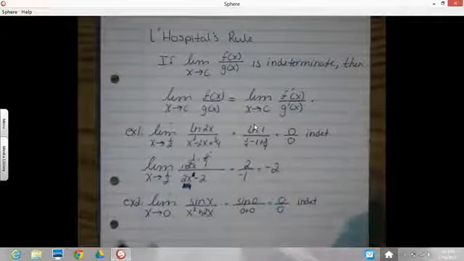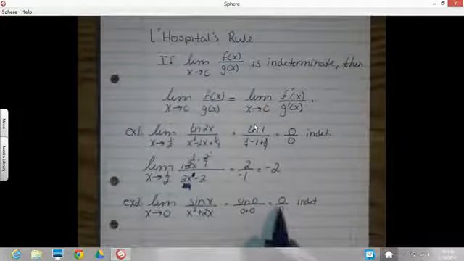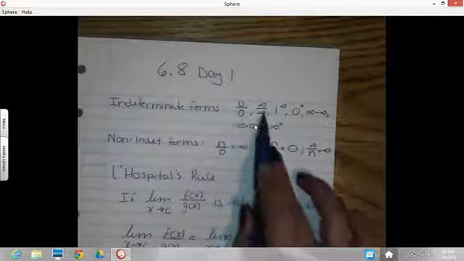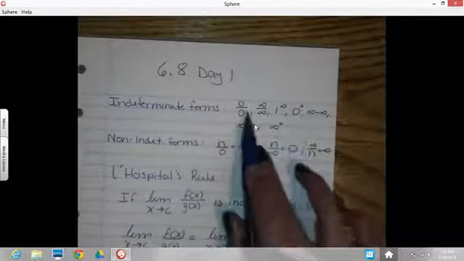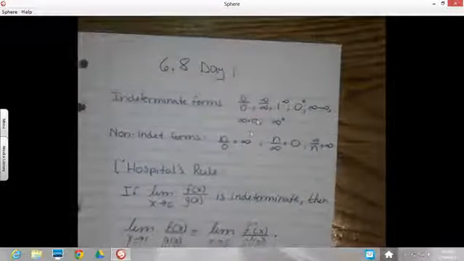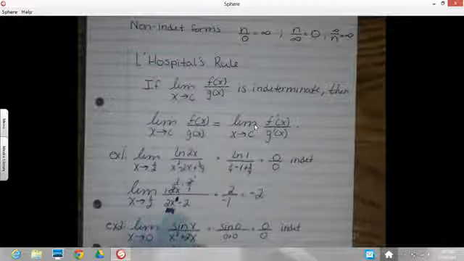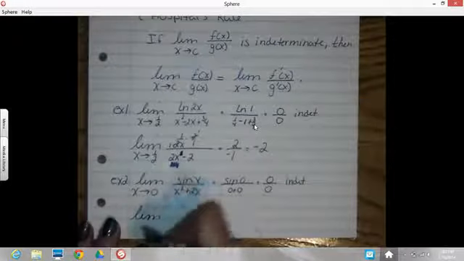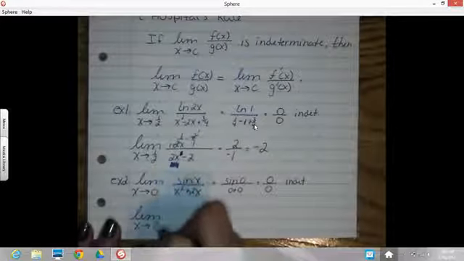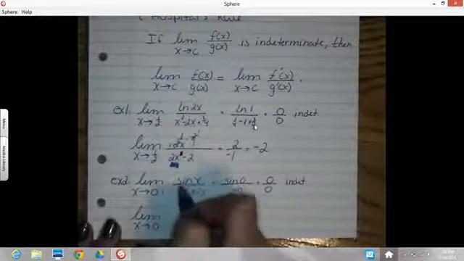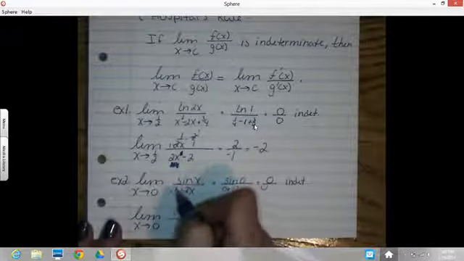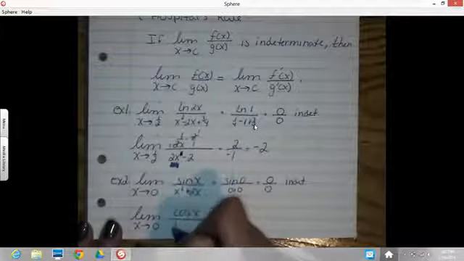So indeterminate. So I can apply L'Hopital's rule. As long as I've got one of the indeterminate forms as a fraction, so it's got to be this one, this one. Those are the only two that are fractions. I have to get into fraction form to do it. So it is the same as the limit as x approaches 0. I do have to carry this along. L'Hopital said I can take the derivative of the top, which is cosine x, divide by the derivative of the bottom.